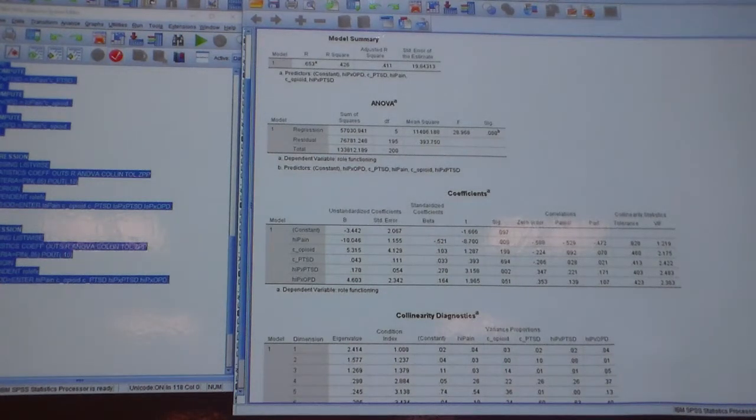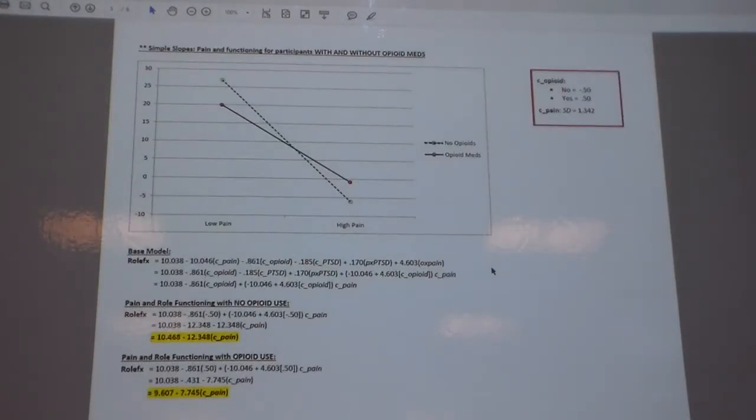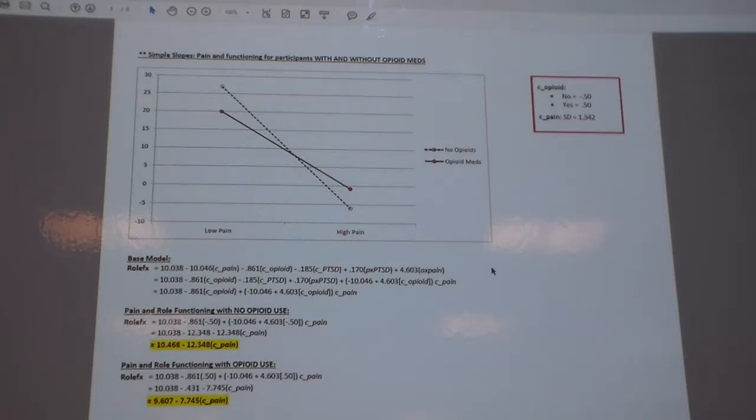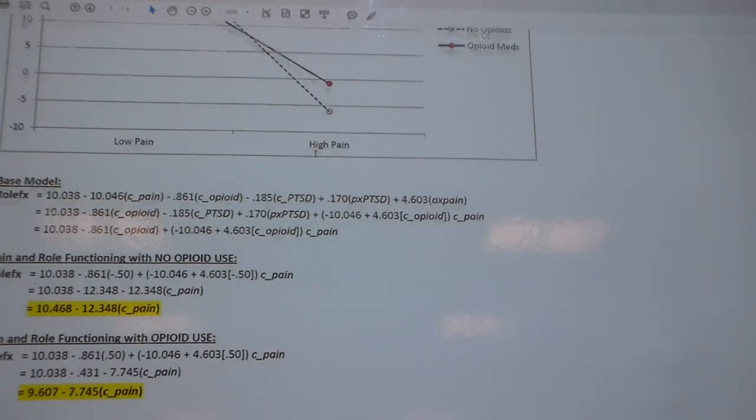All right, so we want to go through and take a look now, because we had another function that we wanted to look at: the conditional effect of pain on functioning for people who aren't taking opiates. Now this is a little bit different because we've got a dichotomous moderator here. Same thing as we did last time, we can go through and should start out with our base model, right?